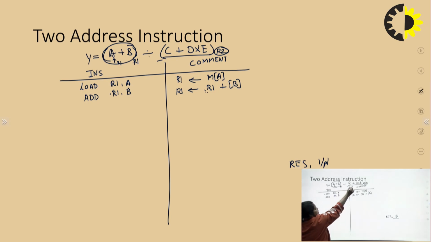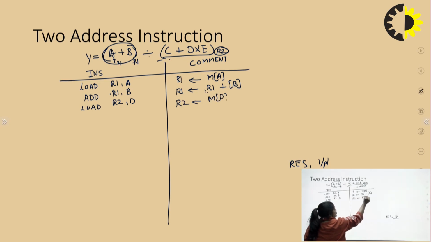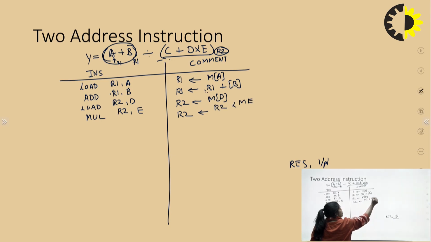Now in the second, C plus D into E, again the BODMAS rule will be applied. That is, D and E is the multiply. So first of all, again the load will be, load what? R2, D. In the R2, you are loading M of D and then multiply is there. In the multiply of E means R2 to what? R2 to M of E.